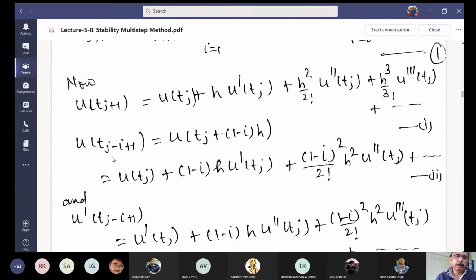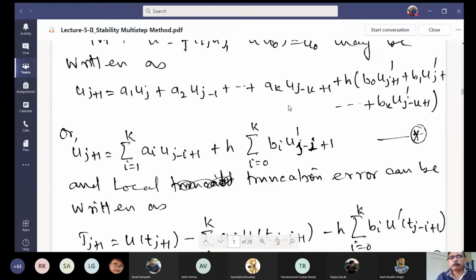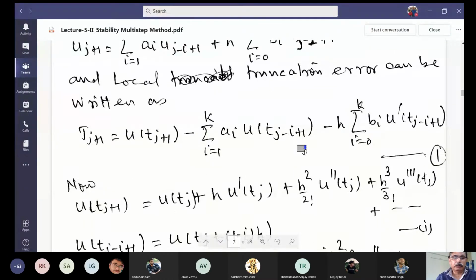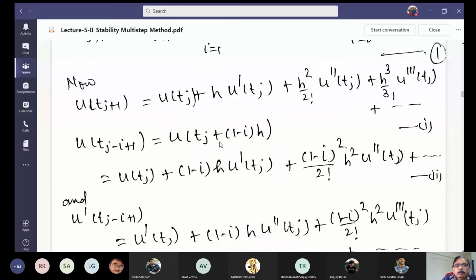Similarly, I'm writing the general one. What you have in the summation, u(tj-i+1), the Taylor expansion for this u(tj-i+1). So u(tj-i+1) can be written as u of tj plus (1-i) times h. Its Taylor expansion will be u(tj) plus (1-i) h u prime(tj), and then (1-i) square by 2 factorial h square u double prime, and so on and so forth. The other terms are there.